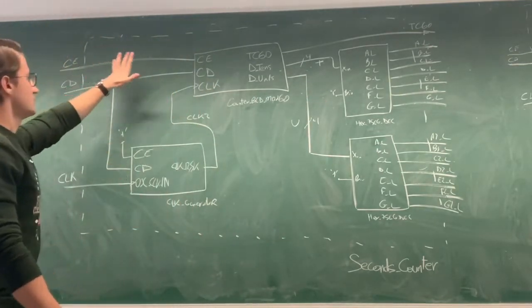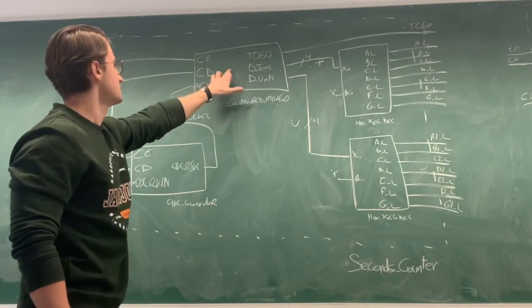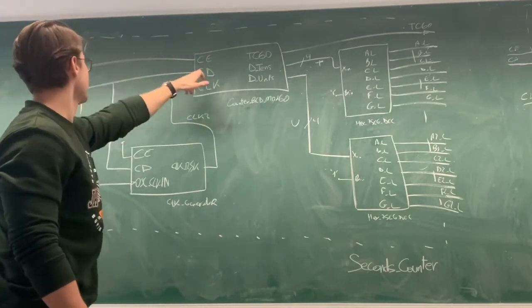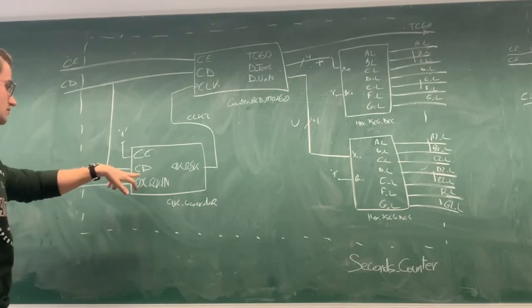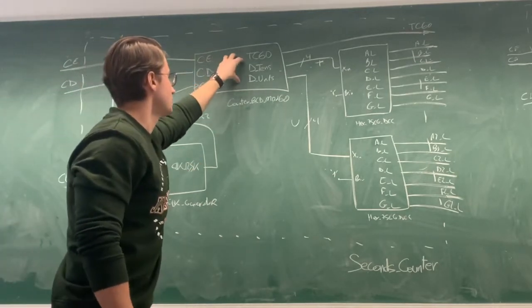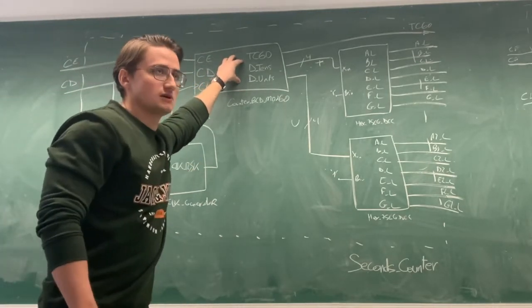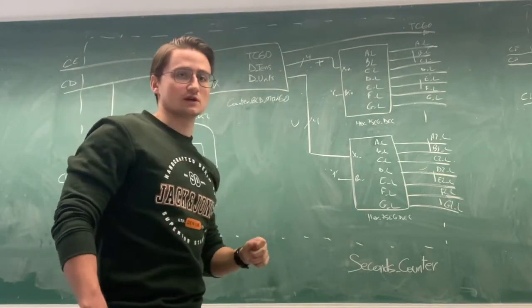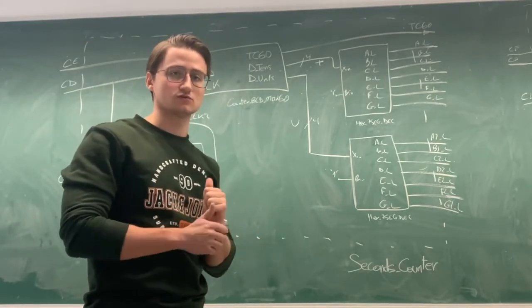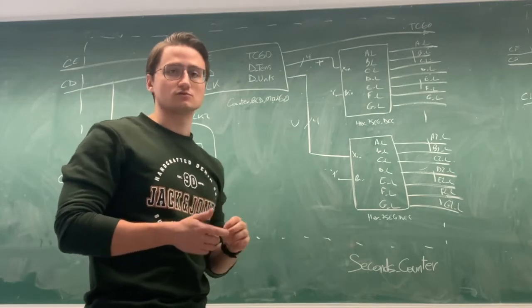Here we can see that the count enable goes directly to the counter BCD modulo 60, as well as the clear direct, which also goes to the clock generator. And this component generates a pulse that indicates whether we have the units from 0 to 9 and the tens from 0 to 60.